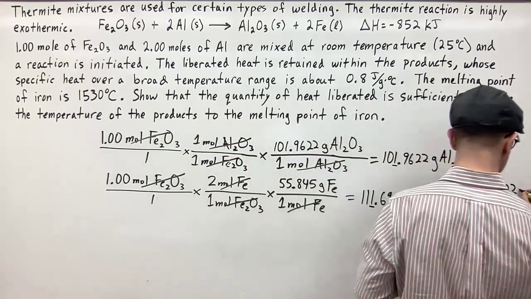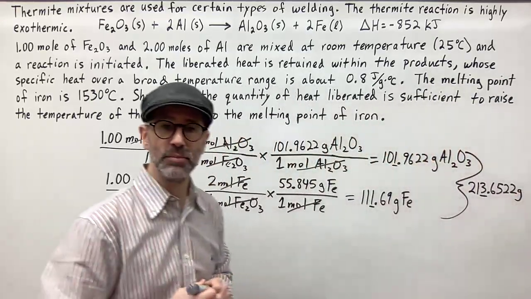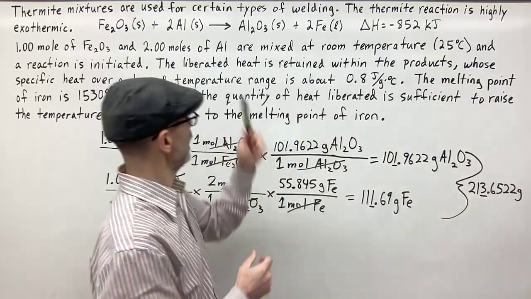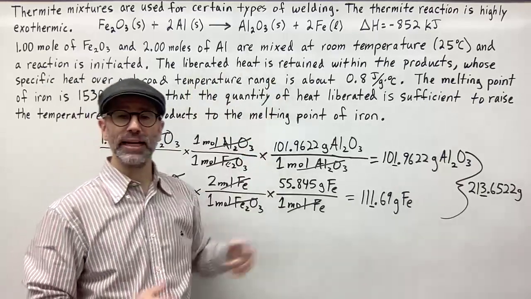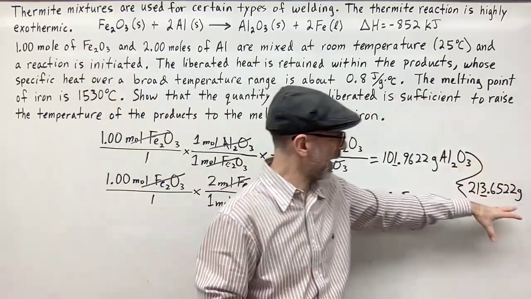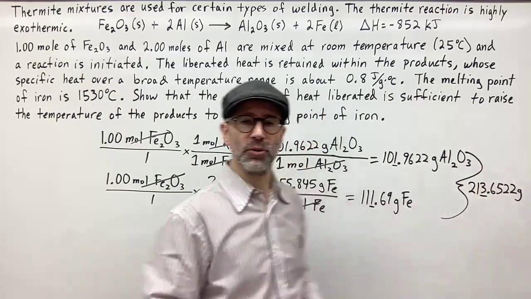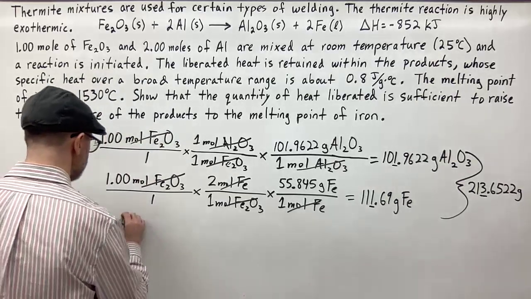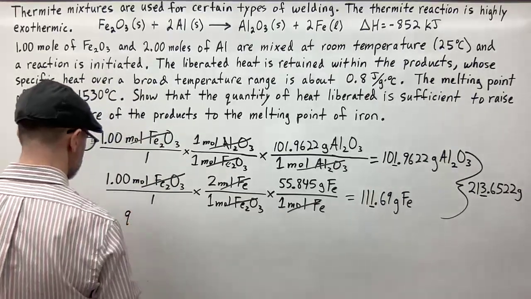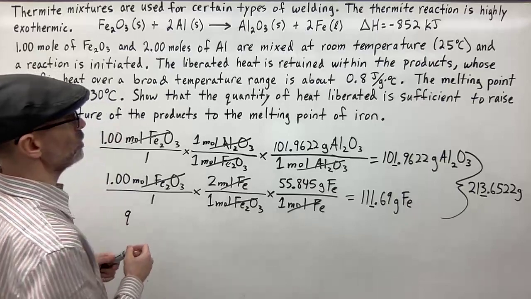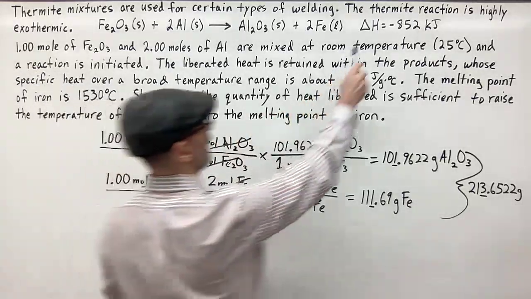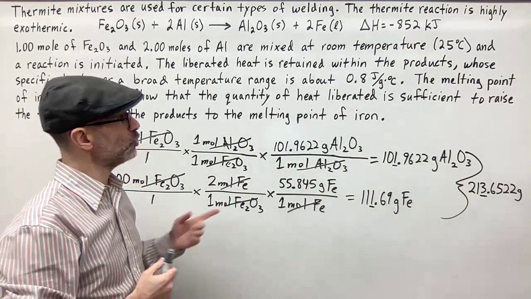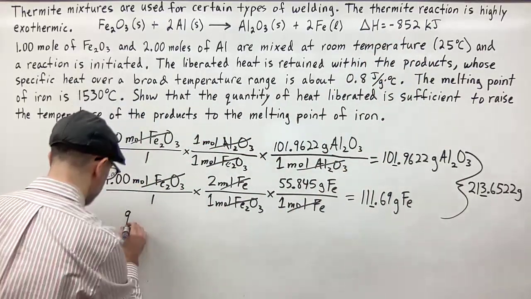So this here is grams. So that's the total number of grams, the mass of the products formed. And again, as we said, all of the heat liberated in the reaction is going to be absorbed by the products. Okay, so now we can use our Q equals mcΔT. So Q, now we're told that the delta H of this reaction is negative 852 kilojoules. So let me write the equation.